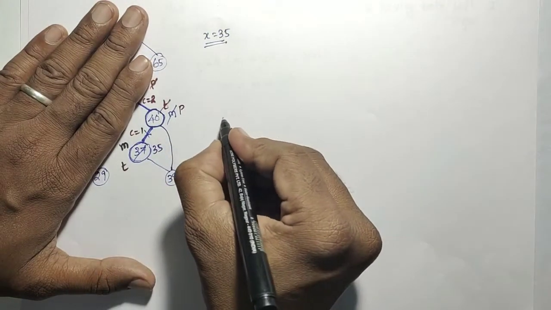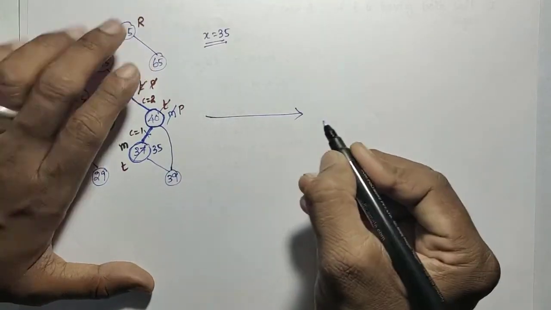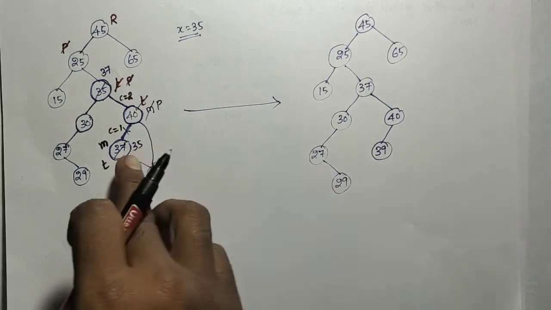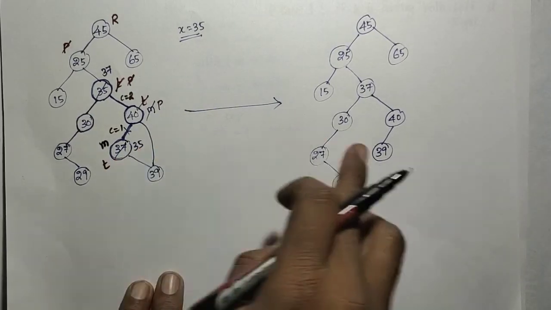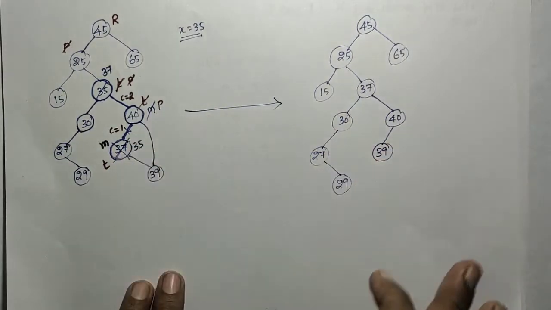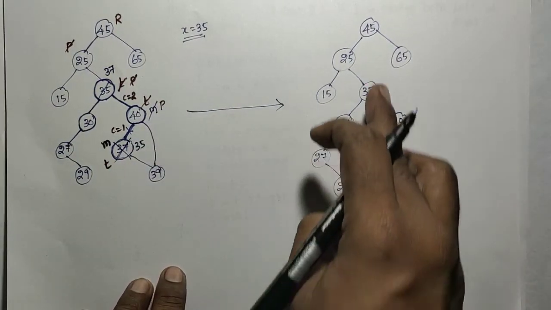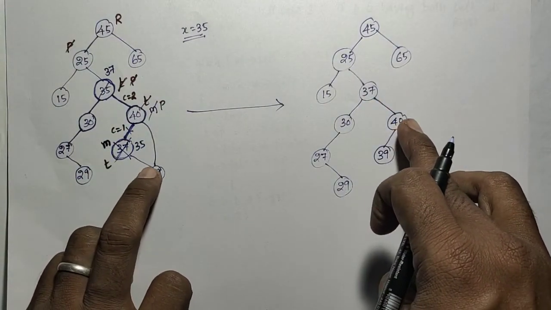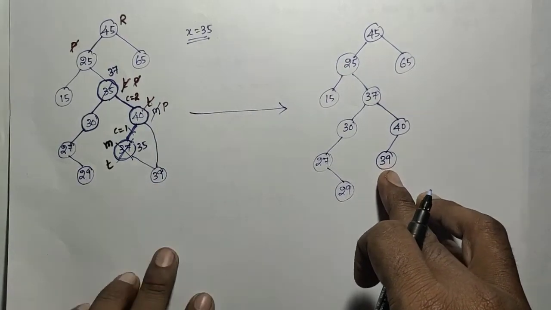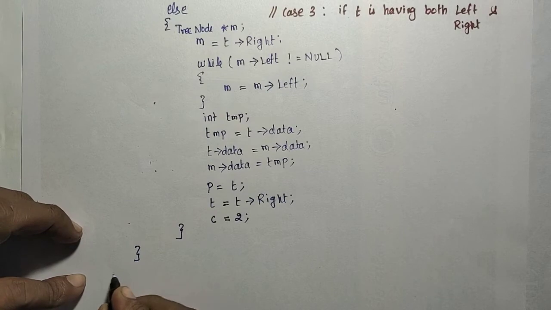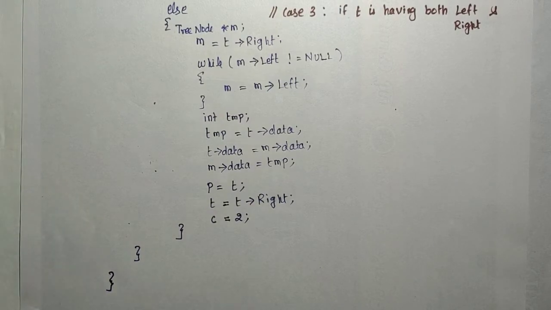So after deleting that 35, this is the content. This node will get destroyed, and it will become this tree: 37, 40, and the 40 left is now 39. This is the end of the while loop and this is the end of the deletion operation.